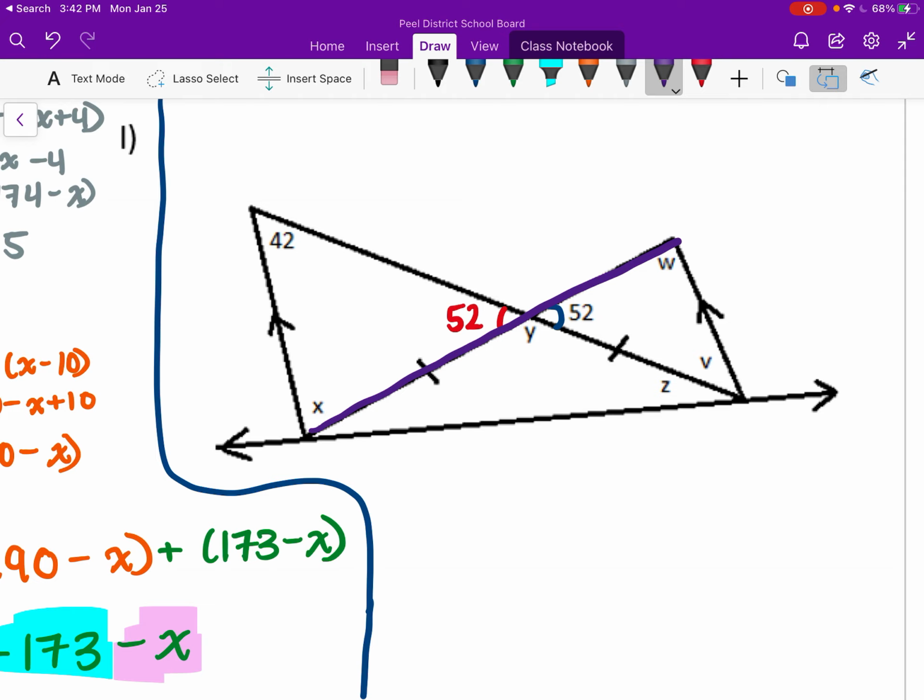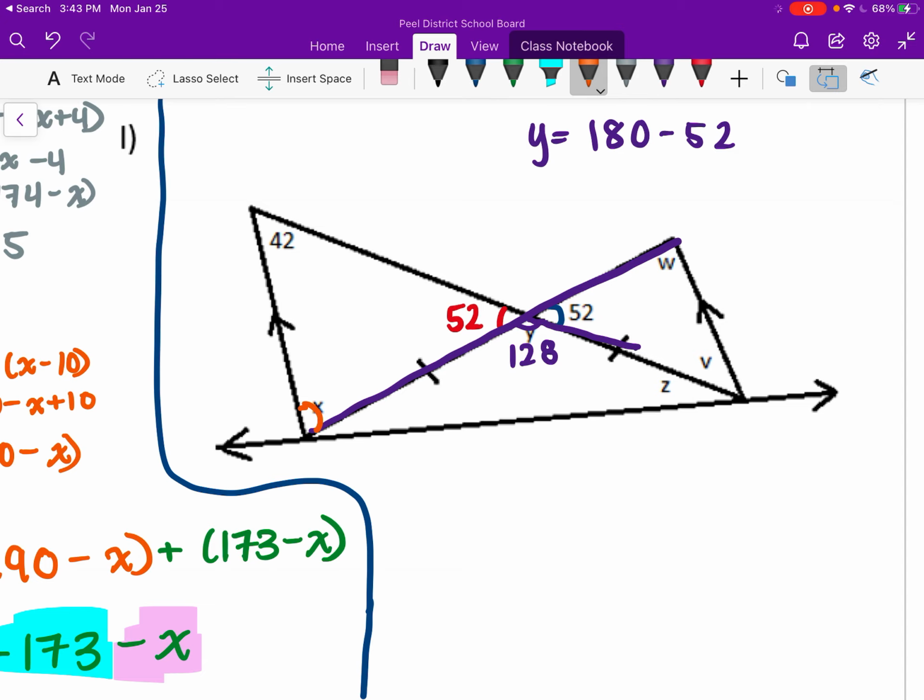So I know that if this is a straight line and this is 52, I can figure out what y is. Y is just going to be 180. I'm just going to put that in. Y is equal to 180 minus 52. So I'm going to say 180 minus 52. This is going to give me 128.